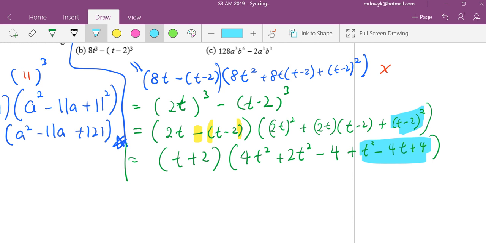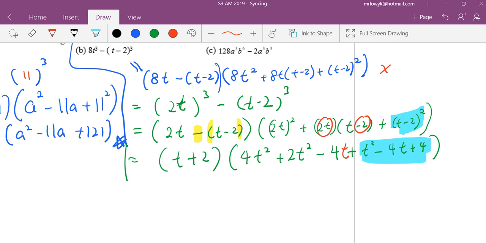Oh, yeah. See, Mr. Low made a mistake. Do you see Mr. Low made a mistake? So, this is the mistake. 2t times negative 2 is 4t. So you must remember that there's a t. Then, simplify what is inside here.